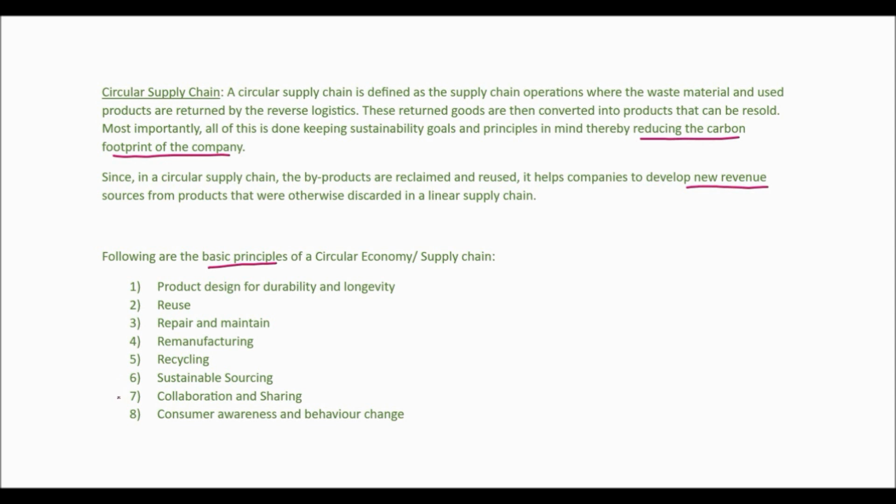Next one is collaboration and sharing. Sharing and collaborative consumption models are promoted in order to maximize product utilization while reducing overall demand for new items.